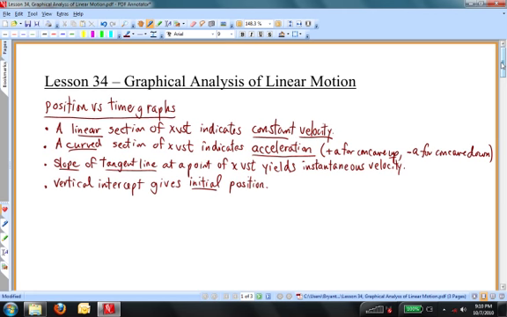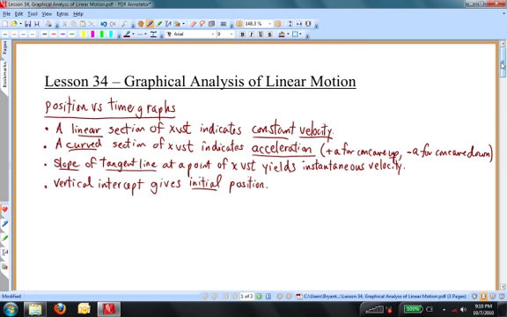The second point, if there is a curved section of an x versus t graph, then that means the object's accelerating. If the curve is concave up, in other words, it holds water, if you think about gravity in a bowl, then we would say that that's positive acceleration. If it is concave down, or spills water, then we say the acceleration is negative.